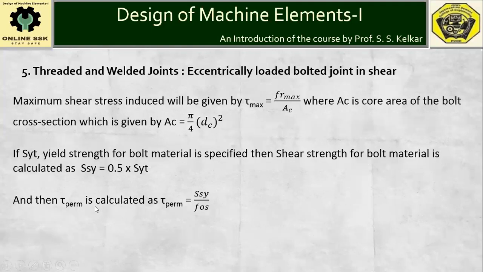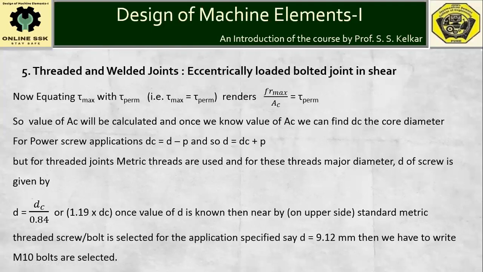Once we calculate the core diameter, then multiplying it by 1.19 or dividing it by 0.84, we can calculate the nominal diameter, and the nearby standard size of the bolt will be specified as the bolt selected for the particular assembly. Suppose after calculation the value of D becomes 9.12, then we have to write M10 bolts are selected. That means we have to select a nearby standard metric threaded bolt. Therefore, for such cases, we have to select M10 bolts.